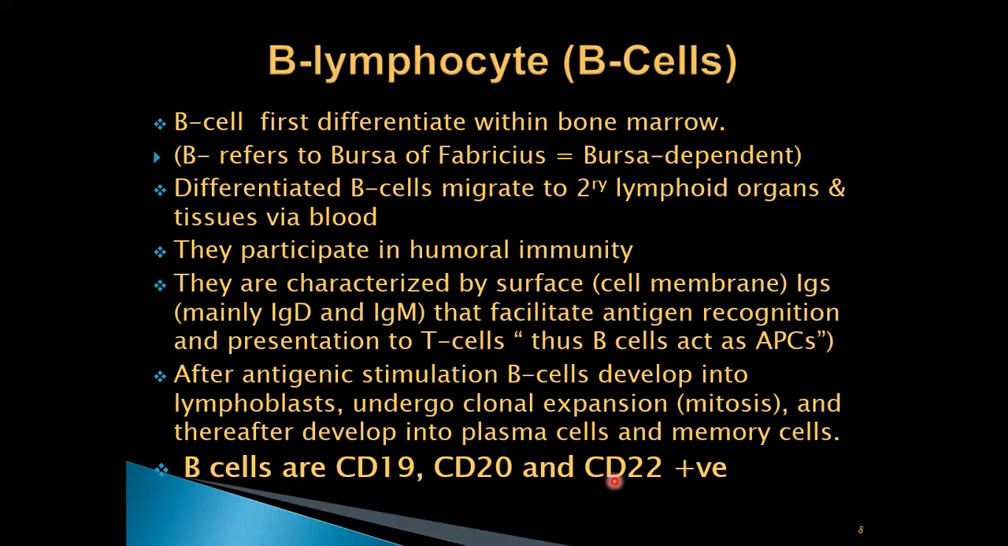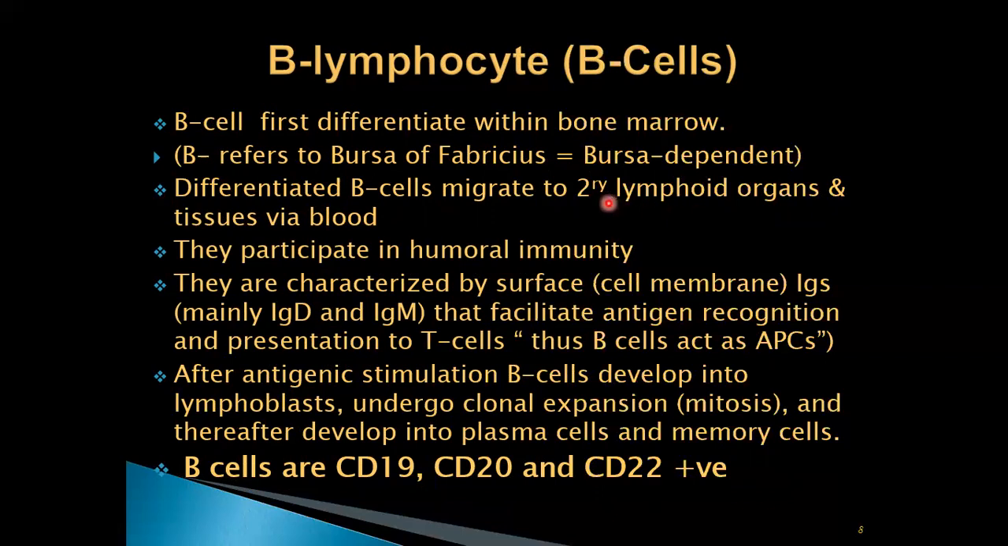Now the B cells differentiate within the bone marrow in humans, but in birds they differentiate in the bursa of Fabricius. It is a bursa which is present close to the cloaca. So that's why they were named B lymphocytes. But in humans, they differentiate in the bone marrow, and then from the bone marrow they migrate to the secondary lymphoid organs through the blood.